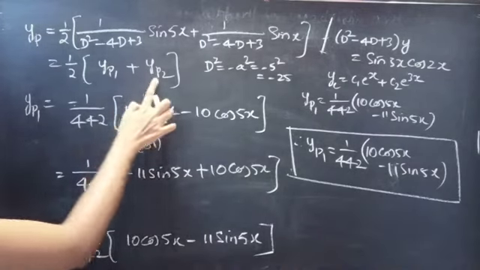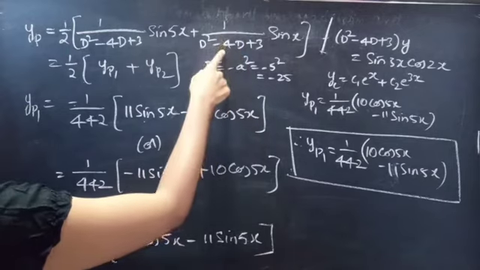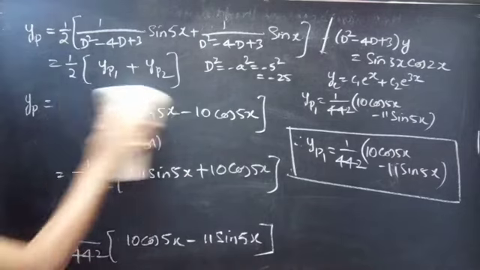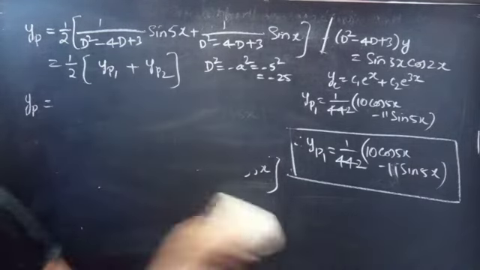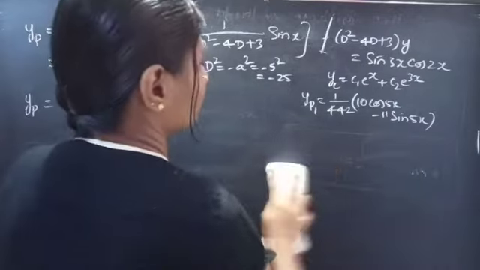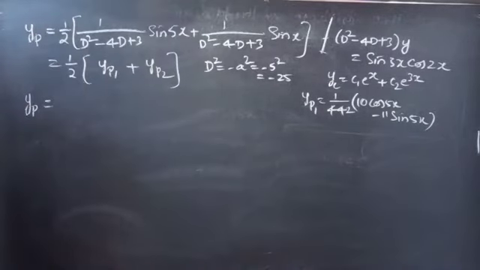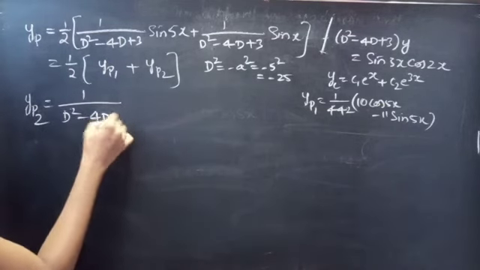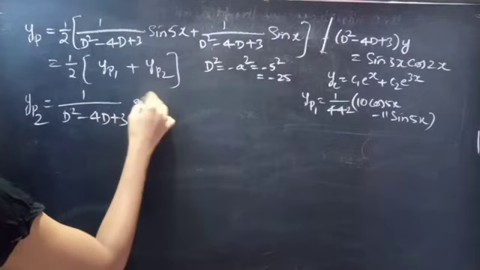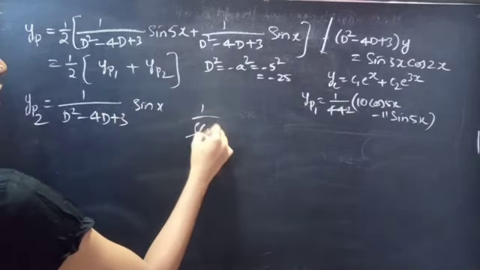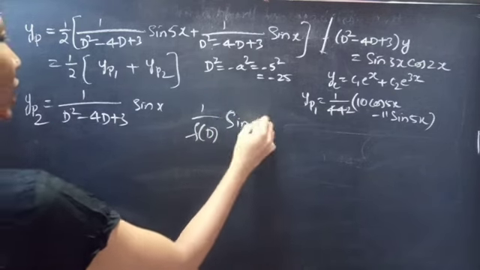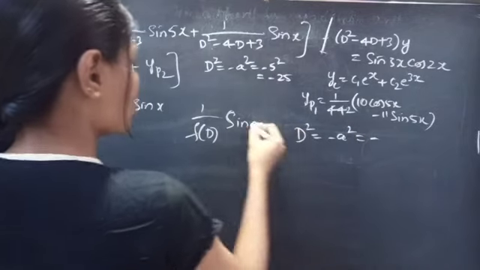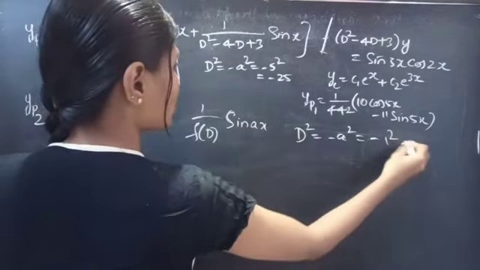Now let's find yp2, that is the result of 1 by 50 into sine x. We are going to find yp2 now. One by f of d square minus 4d plus 3 into sine x. This is of the 1 by f of d into Q form. For Q equals sine ax, with a equals 1, we need to find d square, which is given by minus a square. Then for a equals 1, we'll get minus 1 square, which is equal to minus 1.